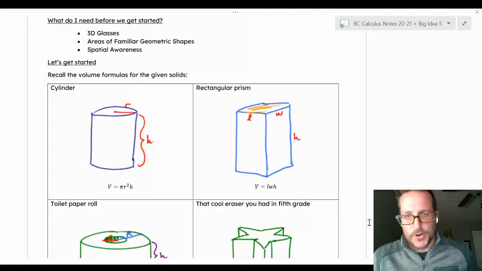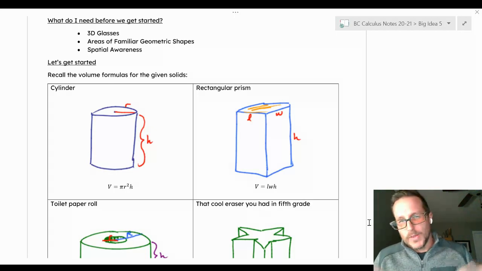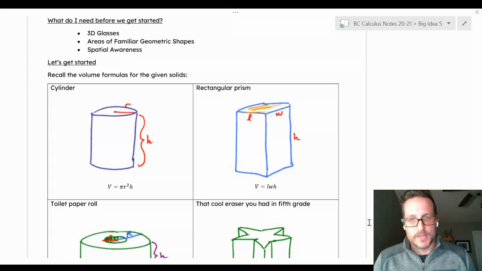All right, so if we think about how to find the volume of some old geometry things like a cylinder and a rectangular prism, you probably recall these formulas. Volume of a cylinder is pi r squared times the height. Volume of a cereal box is the length times the height times the width.